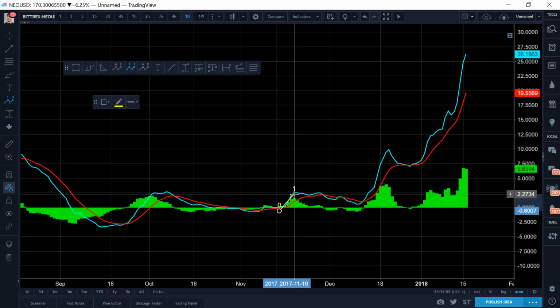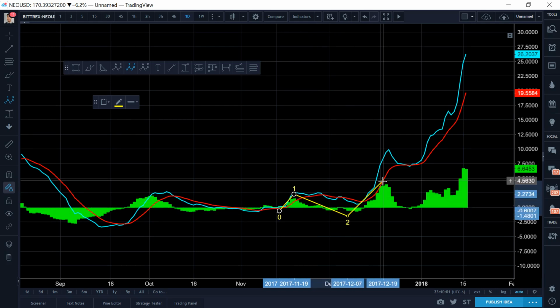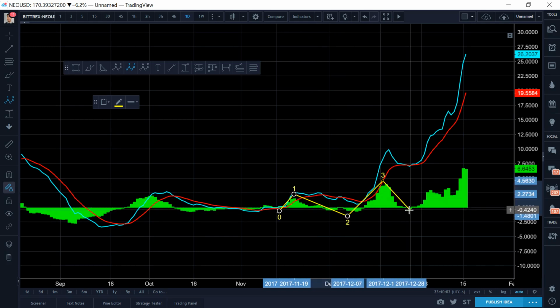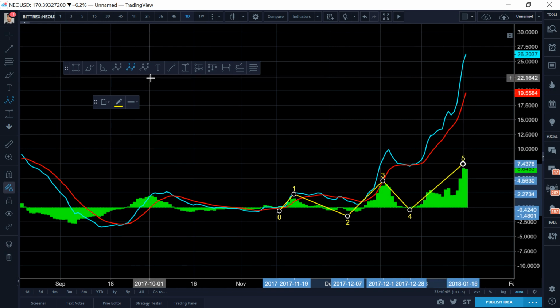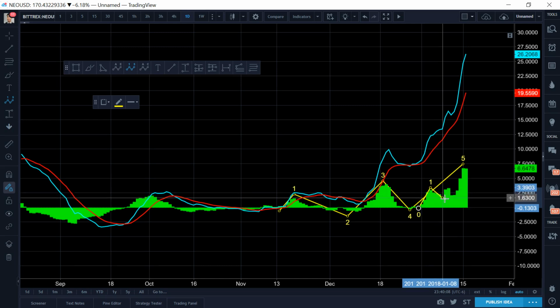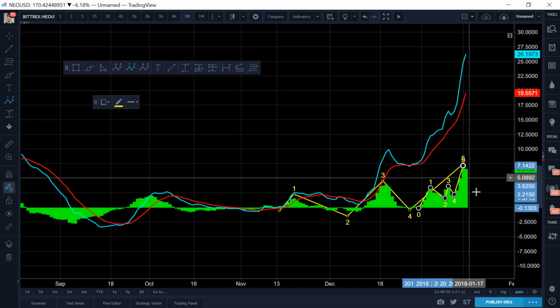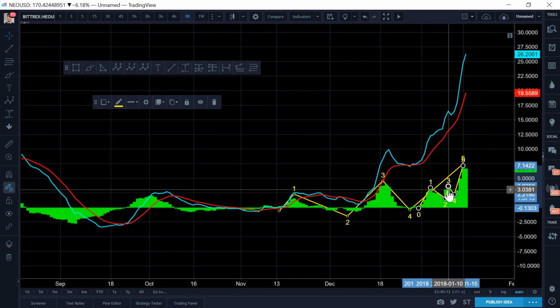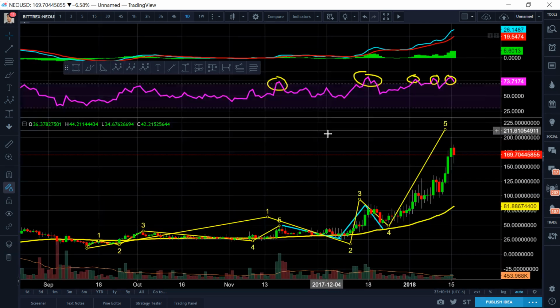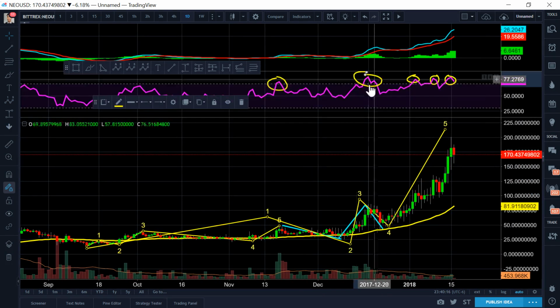This is basically wave 1, 2, 3, which is always an impulse up, and 5. And here's the extended fifth wave. 1, 2, 3, 4, and 5. So this is on a histogram that we're trying to chart it on as well.